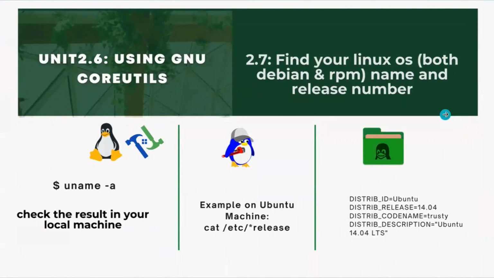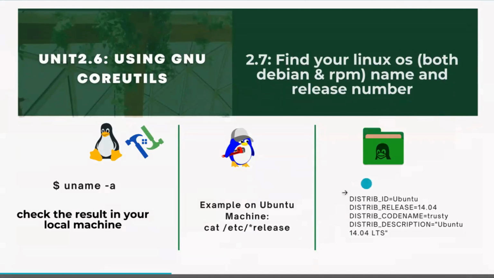Very interesting. Using GNU Core Utilities, find your Linux OS, both Debian and RPM name and release numbers. uname -a is the very best command, so check the result on your local machine. Same way, try with your Ubuntu machine as well: cat, then the etc star release file. You see this? It will show you the distribution, Ubuntu.